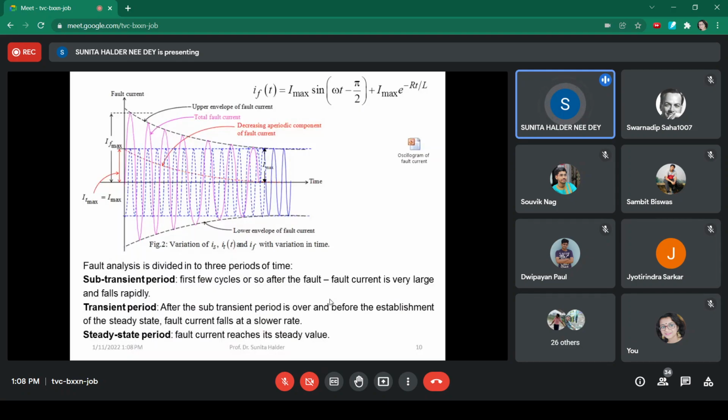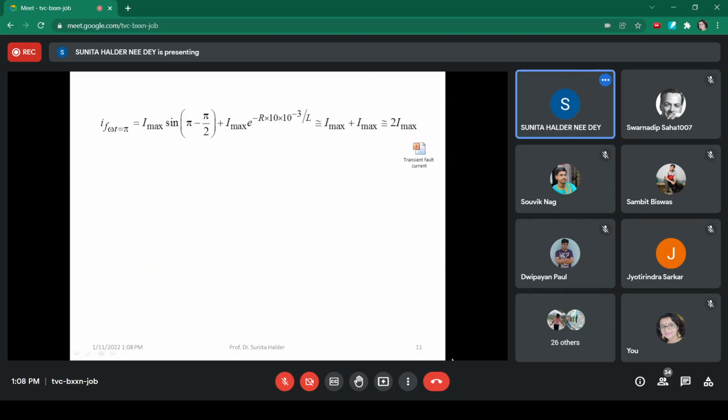So, let us represent the generator and find out the equivalent circuit of the generator during fault. Now you see, the currents supplied by the generator are not the same during the transient, subtransient and steady state periods. Depending on that, the behavior of the generator also changes. Let us find out that one at first.